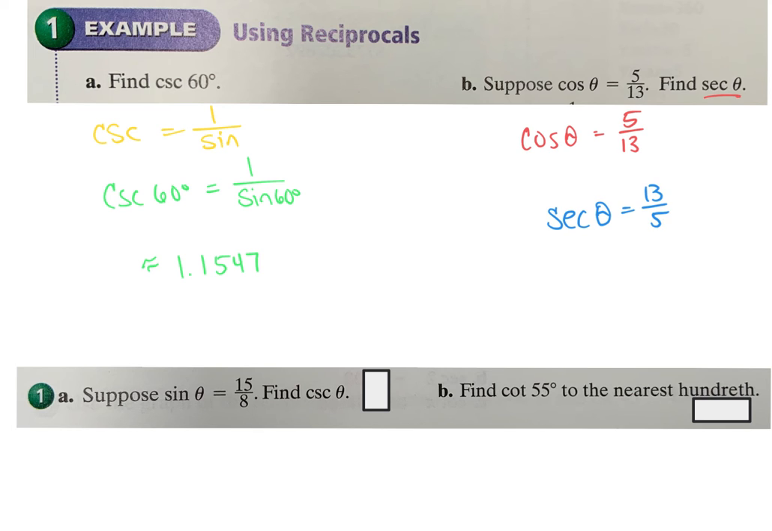All right, let's look at these together. They gave us sine. They want cosecant. All you had to do was flip it, 8/15. Find the cotangent of 55. 1 divided by the tangent here. Rounded to the nearest hundredth, but it zeroed out. So 0.70. They just left the 0 off, which is fine.